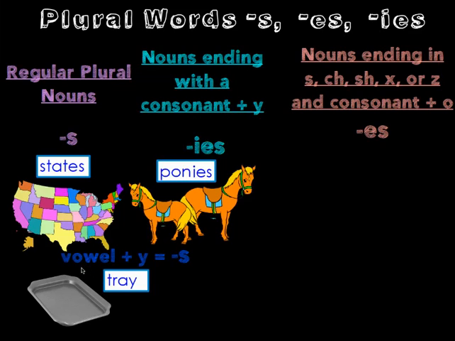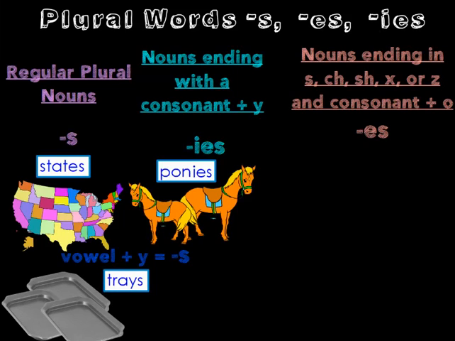Now, what if the word ends with a vowel plus a Y? Like this word, tray. The letter A is a vowel and it's followed by a Y. Because this is a vowel, we don't need to change anything. All we have to do is add an S. Now instead of one tray, we have more than one tray.